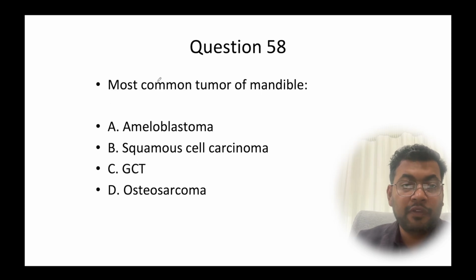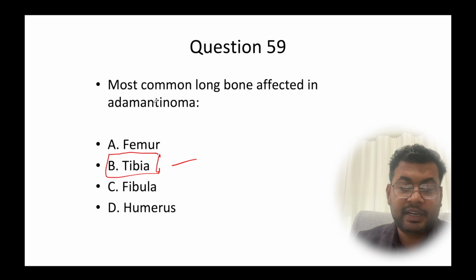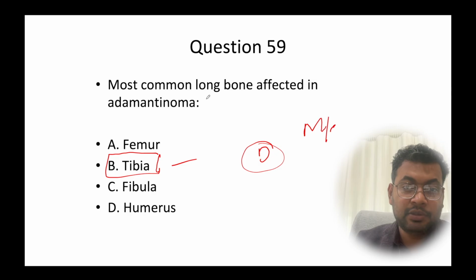Most common tumor of mandible. So the most common tumor of mandible is not GCT, not osteosarcoma. It is squamous cell carcinoma, SCC. Most common long bone affected in adamantinoma is tibia. We have to remember this. Adamantinoma most commonly affects tibia diaphyseal. So it affects diaphyseal, not metaphyseal, not epiphyseal.